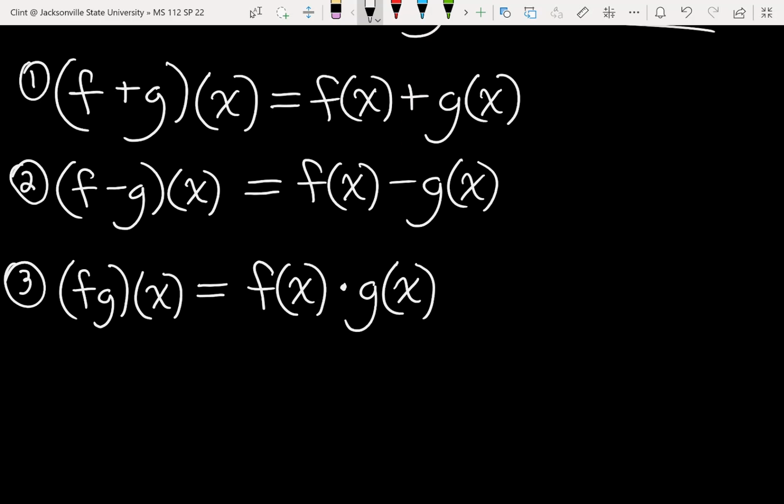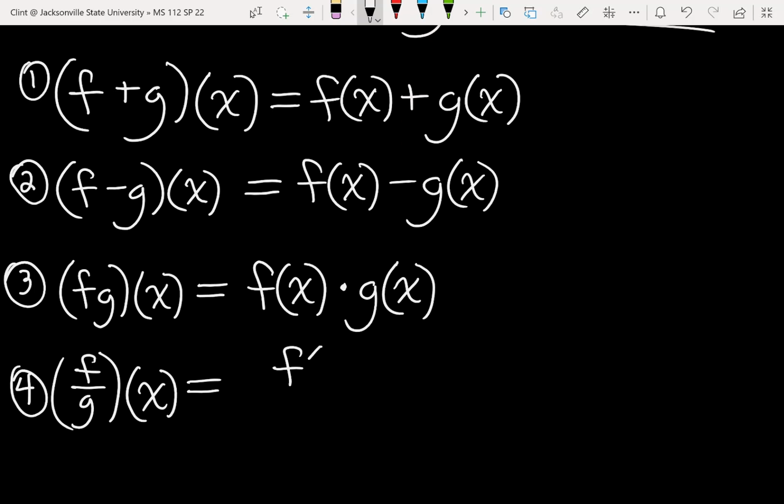We got addition, subtraction, multiplication, division. Division's almost as simple as the other three, but division is always kind of the troublemaker operation. We've got to put a little note on there when we get done. So we can say that's f of x divided by g of x.